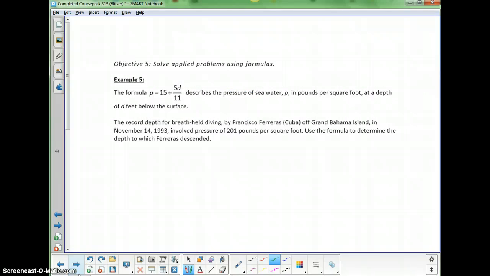We're looking at the formula p equals 15 plus 5d over 11. P is the pressure of seawater in pounds per square foot at a depth of d feet below the surface. The record for breath-held diving by Francisco Ferraris involved a pressure of 201 pounds per square foot. That's the pressure. So the pressure is 201. And I'm going to use the formula to determine what the depth that he dove to was.